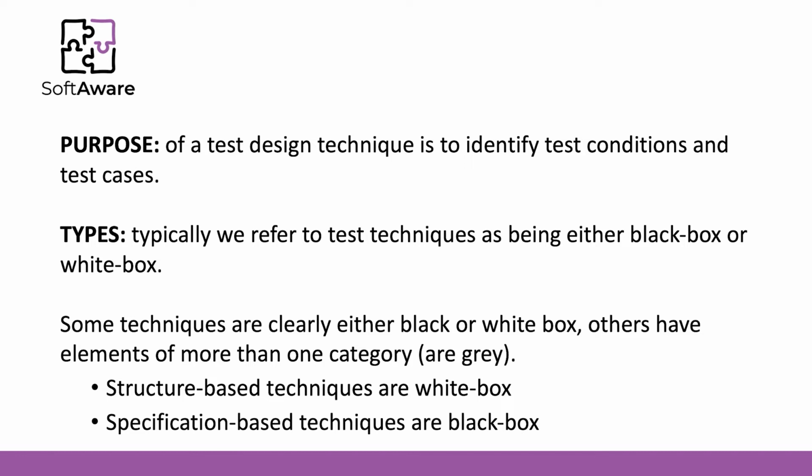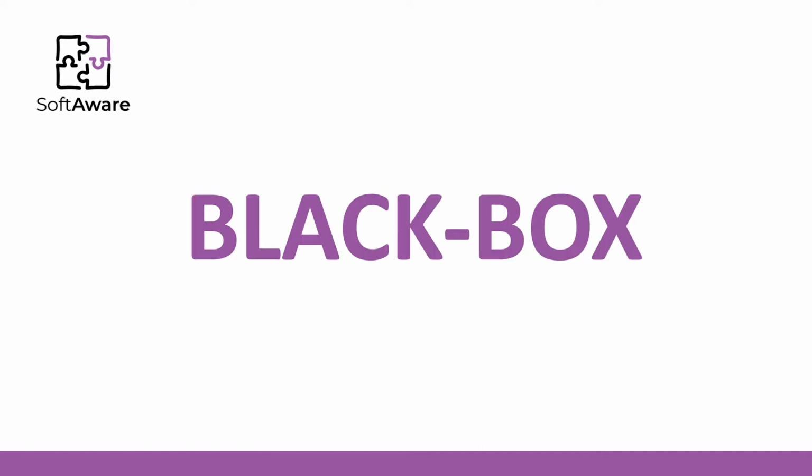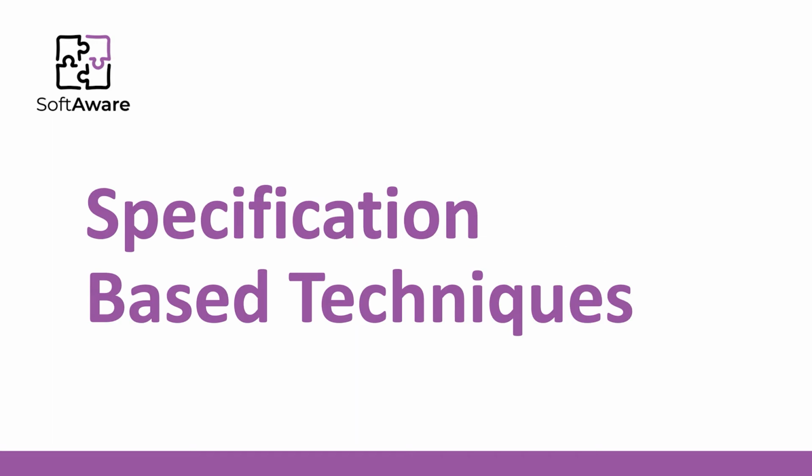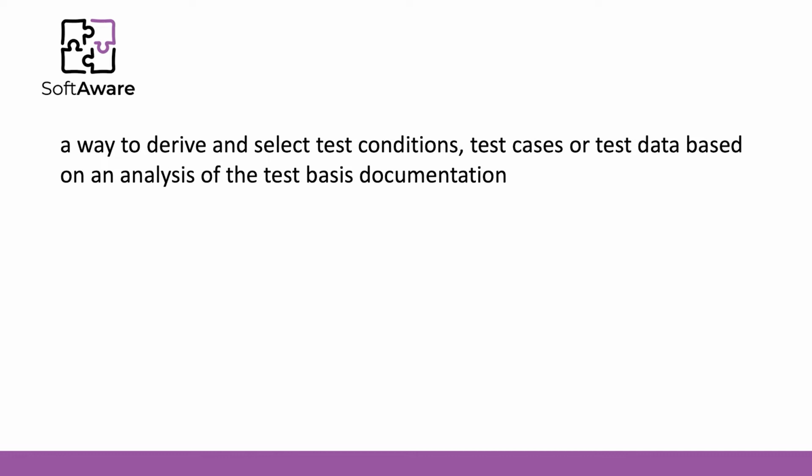If you look at white box techniques, they are also known as structure-based techniques, while black box techniques are known as specification-based techniques. Let's take a look at what black box means and what are the techniques used for black box testing. So these specification-based techniques usually are a way to derive and select test conditions, test cases, and even some test data that is based on an analysis of the documentation that exists for your software product.